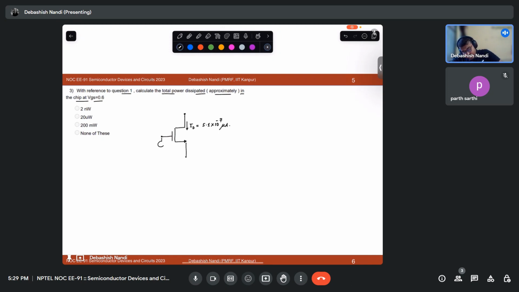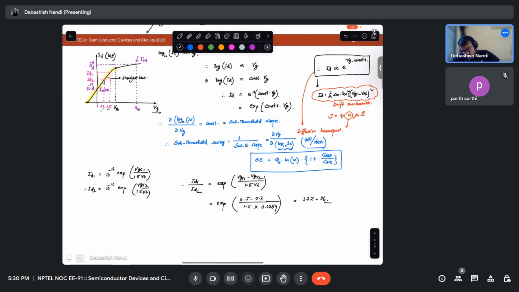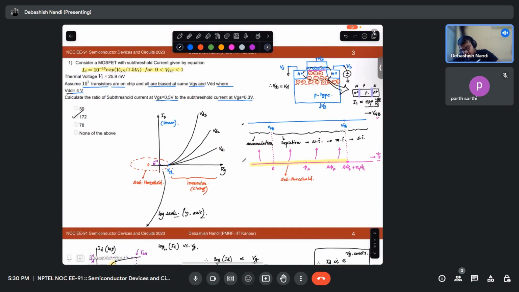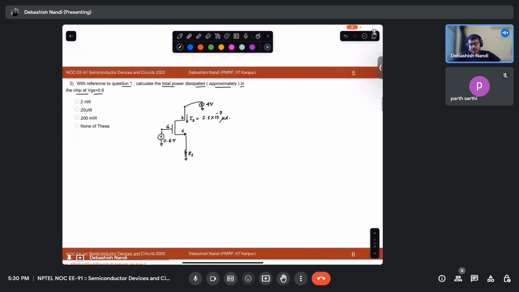And you have a bias here. What is that bias? Let's say some resistance. Bias is 0.6 volt. And what is the bias on this drain terminal? This is D, this is G, this is S. What is the bias on this terminal? 4 volt, right? If I am not wrong, VDD is 4 volt. So can you tell me what would be the power dissipated through this transistor?